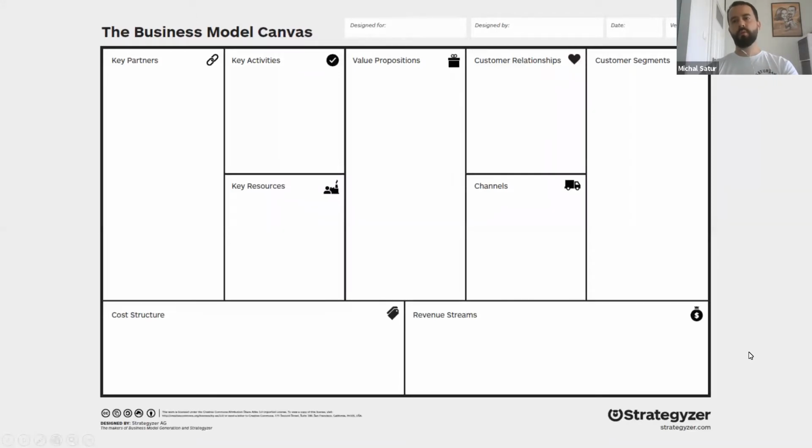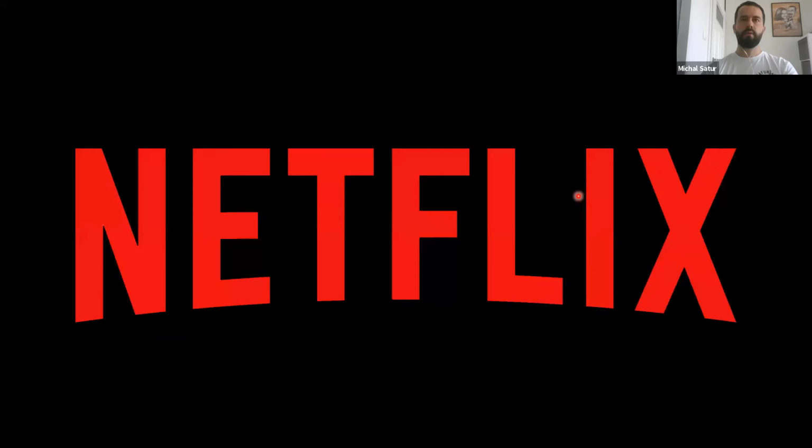So this is the business canvas. It's originally from the company Strategyzer. As you can see, there are a couple of fields. On the left side, you've got the supply side. On the right side, you've got the demand side. The most important part is the value propositions for the customers. To make it a little more tangible for you, I've prepared one use case with a company which I'm pretty sure everybody is aware of, and it's the company Netflix.